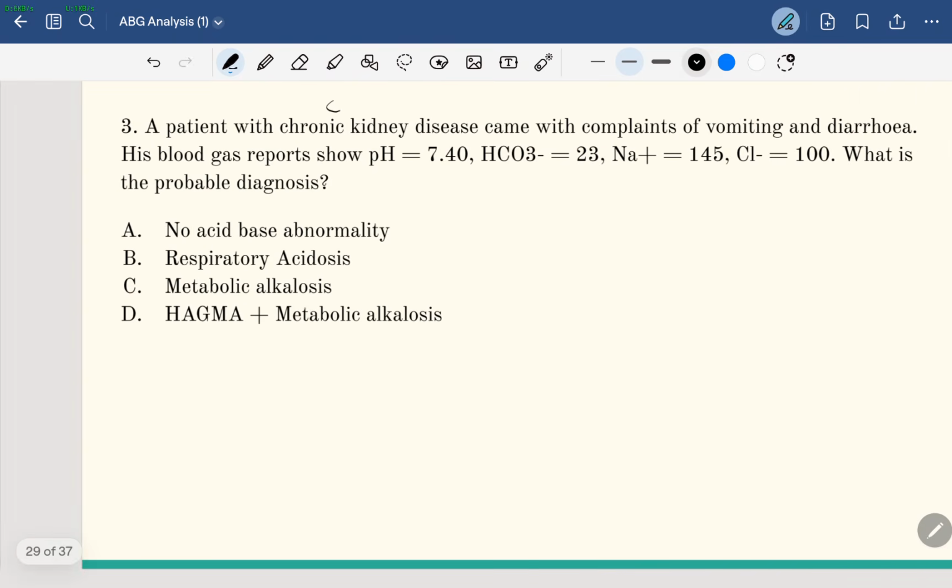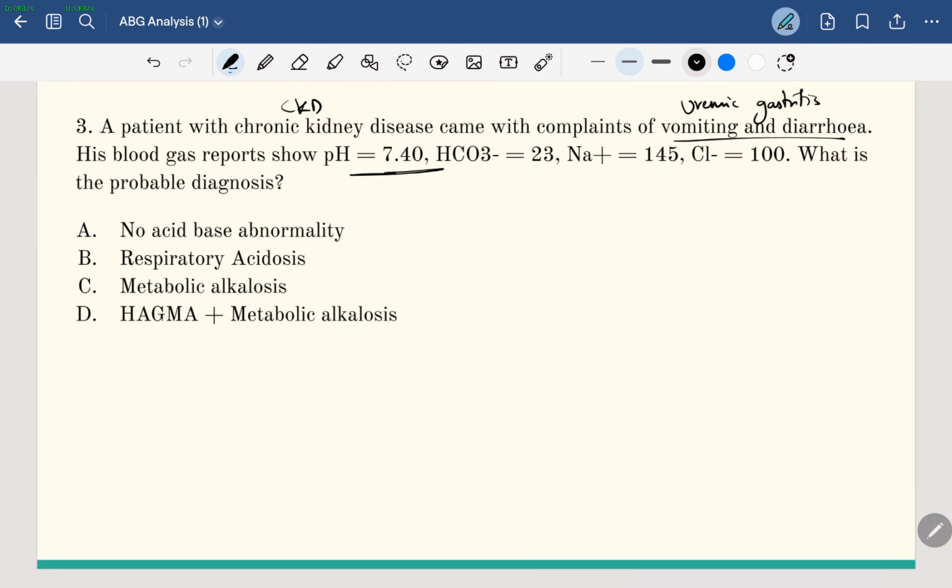In this case, a patient with CKD has come with complaints of vomiting and diarrhea, which is suggestive of uremic gastritis. But let's see the question fully. His blood gas reports show a pH of 7.4, bicarb of 23, sodium 145, and chloride 100. So let's write these down. pH of 7.4 is actually within normal range, and a bicarb of 23, which is almost normal. A sodium of 145, which is borderline high, and a chloride of 100. Now, at the outset, this looks like we could just go for no acid-base abnormality.